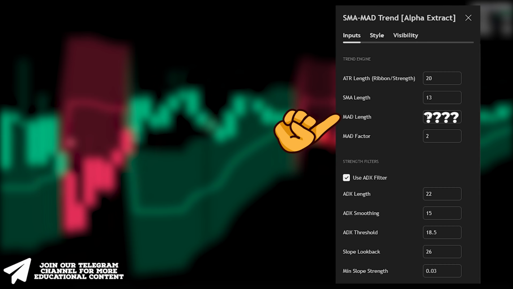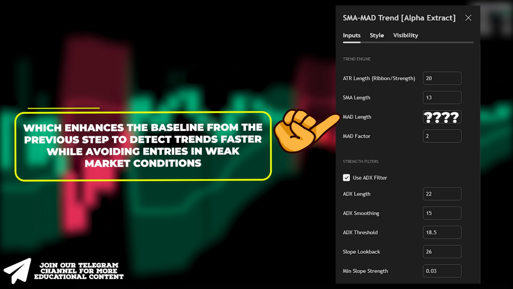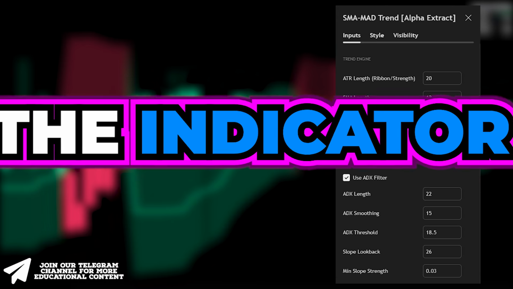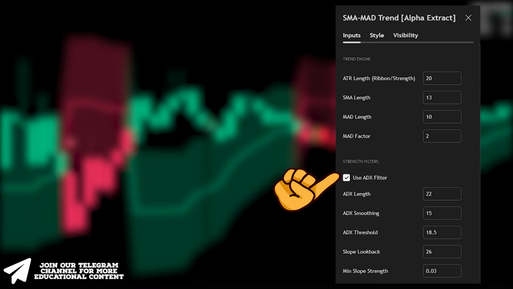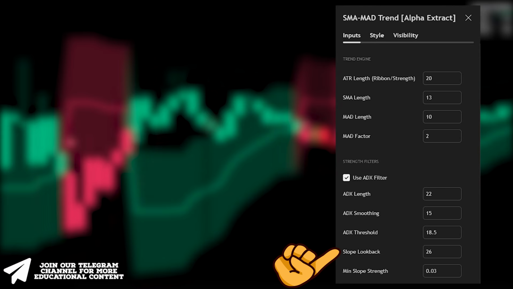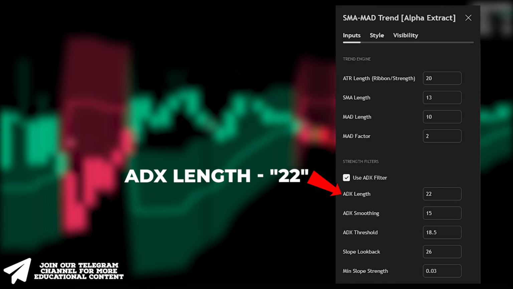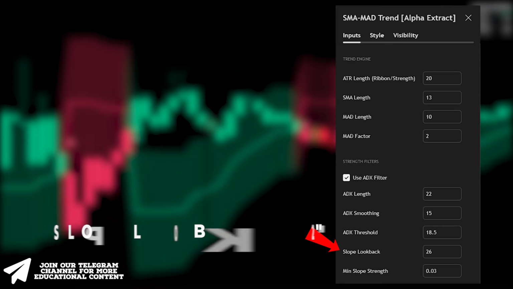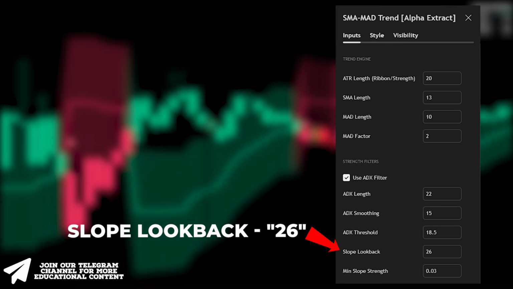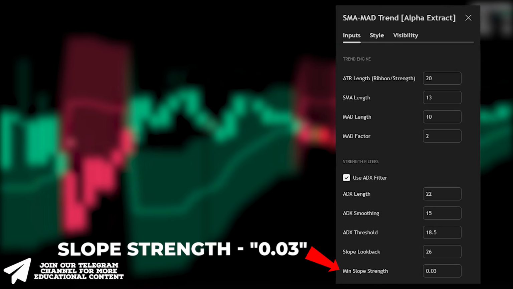The second key parameter is the MAD length, which enhances the baseline from the previous step to detect trends faster while avoiding entries in weak market conditions. Adjust it to 10. The indicator is so advanced that it even has integrated filters. We need to change the ADX length to 22, the slope lookback to 26, and the slope strength to 0.03.